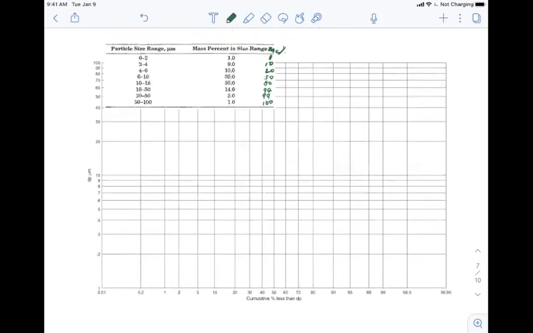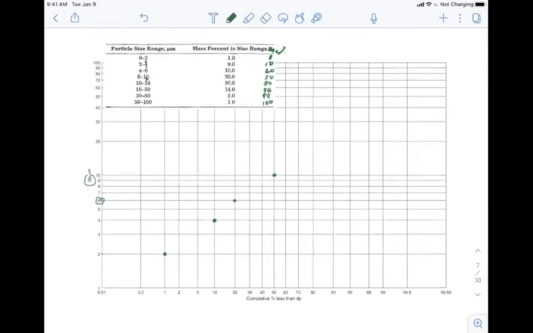First, until 2 microns, we find the size corresponding to 2 microns, and then the mass percentage is 1, so it's going to be here. This is the first point. The second point is 4 microns, and then we find 10%, that's here. And then for 6, we find 20%, which is here. And for 10, that is 50%, which is here. It seems like it's following a straight line until now.